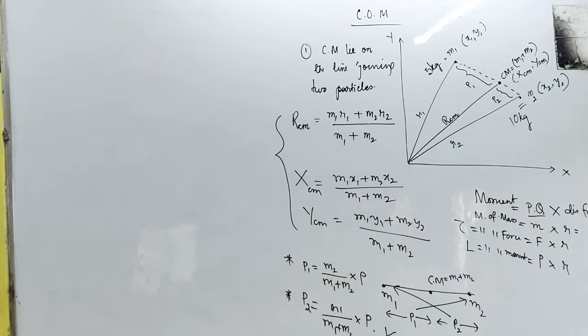For question number 1, we have to identify whether the given mass is a point mass or a rigid body. A rigid body is a collection of point masses.